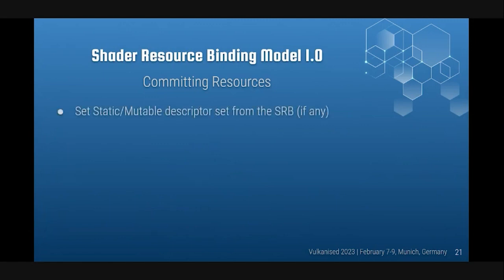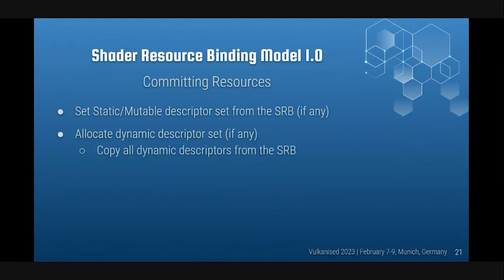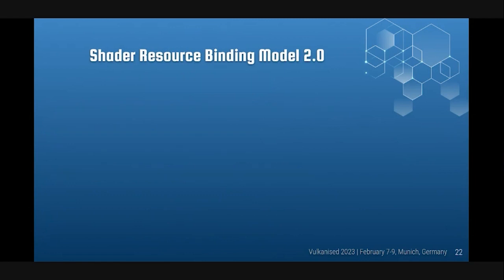Now, at runtime, to commit the resources, we first use the static mutable descriptor set from the shader resource binding object. And if there are also dynamic resources, we need to allocate a new descriptor set and copy all dynamic resources from the cache into this descriptor set. And if there are any dynamic offsets, we also need to collect them and write them.